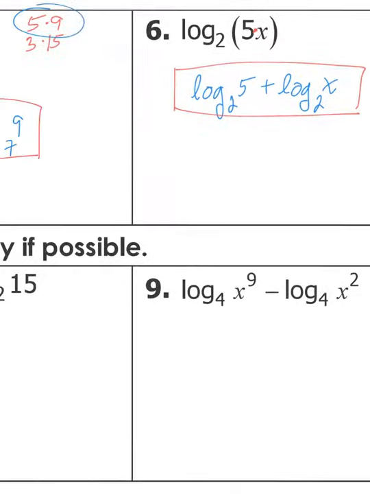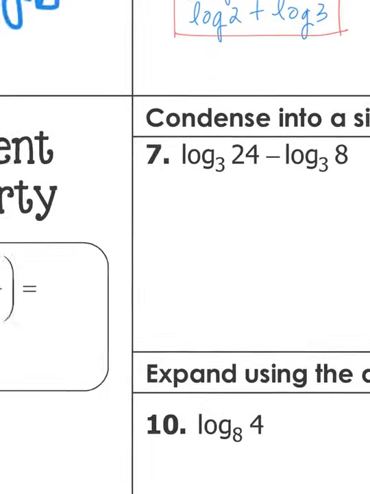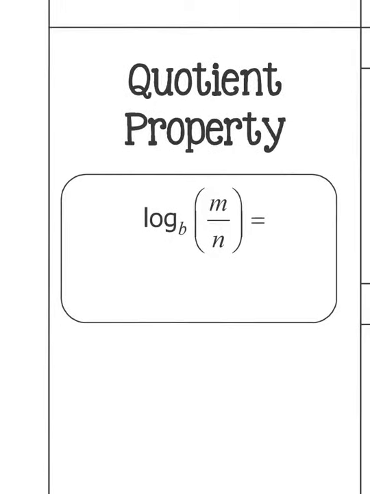So then we're going to look at the quotient property. For the quotient property, we now have a division problem going on here. So we can tear this apart by using subtraction. So you would have the log base b of m minus the log base b of n. And then you can also go backwards. If you have two logs being subtracted, you can combine them into one log by dividing these arguments.